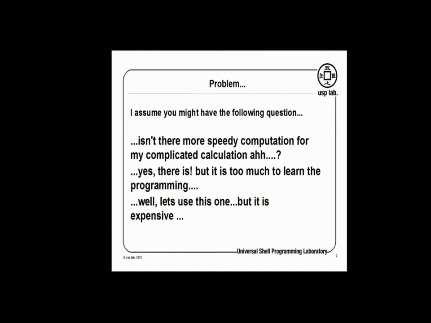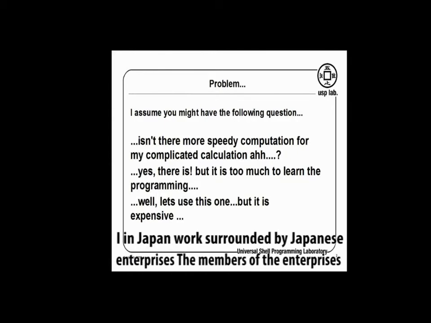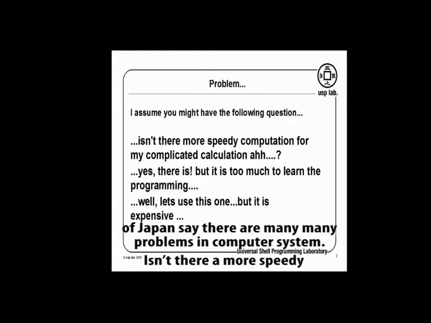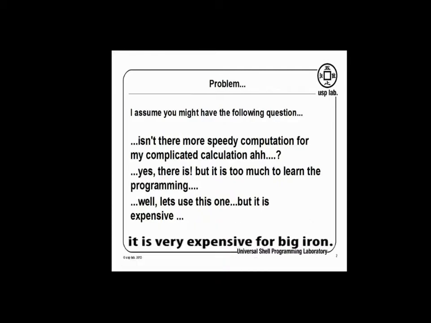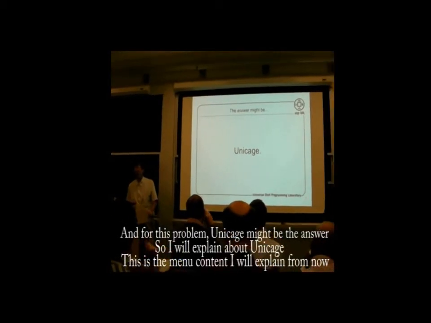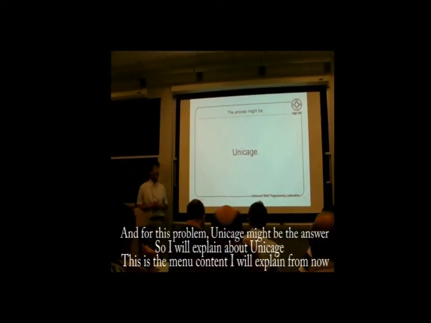In Japan, I work surrounded by Japanese enterprises, and the members of those enterprises are always saying, oh, there are many problems in computer systems. Isn't there a more speedy computation method for my complicated calculation? Or, yes, there is, but it takes too much programming to run. Or, let's use this one, but it's very expensive, big iron and so on. For this problem, Unicage might be the answer. So I will explain about Unicage.